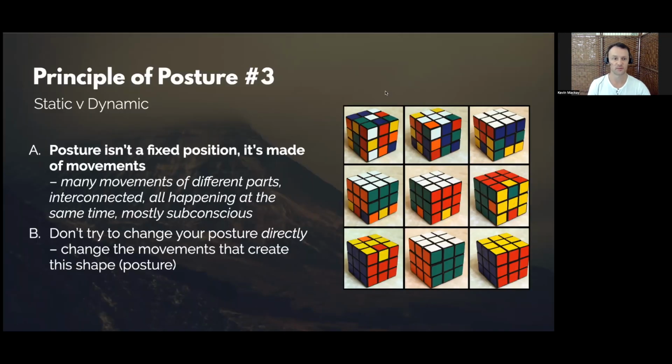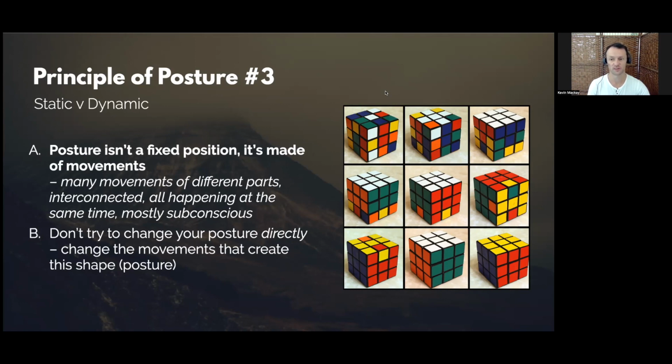Okay, principle of posture number 3, static versus dynamic. So people generally assume posture is a static thing, a fixed thing, and that they're stuck in one position and they want to make themselves into a different position. This is ingrained not only in the way that we just think and assume about it, but also when we try to fix our posture. The assumption is you will find the right position and then fix yourself into it and then try and keep it for as long as you can, as if it's a fixed thing. Well, it isn't a fixed position.